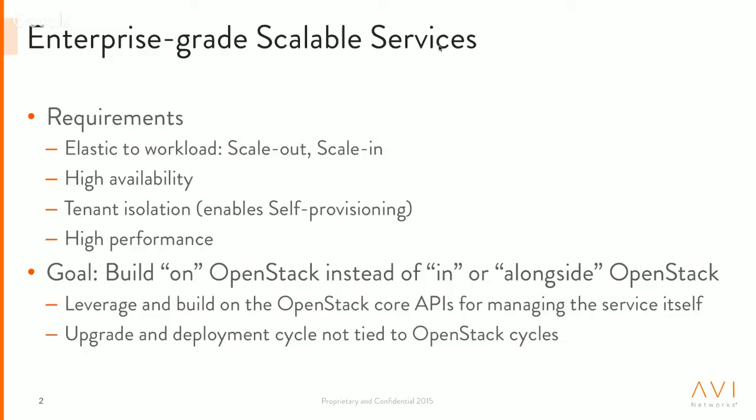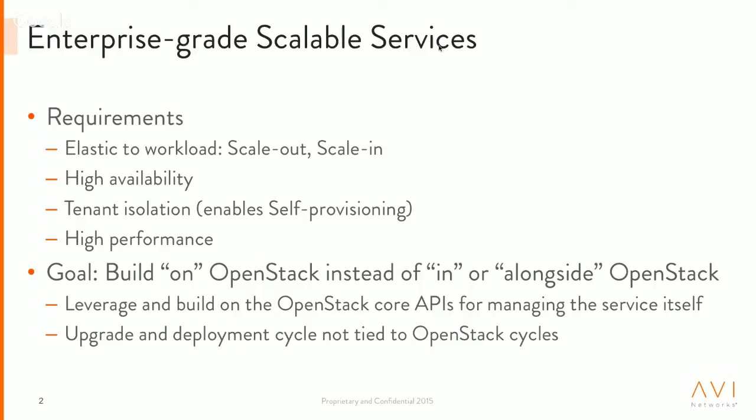This is not a regular application where you have web servers and so on. What we are trying to build is more like a high-performance network service. The requirements we have are that it should be elastic, in the sense that we should be able to provide resources as there is more workload to handle, and scale out, scale in. High availability is one of the big requirements. We wanted tenant isolation so that we can do self-provisioning, so that users can come to our application portal and create new network service instances. And obviously, we wanted high performance.